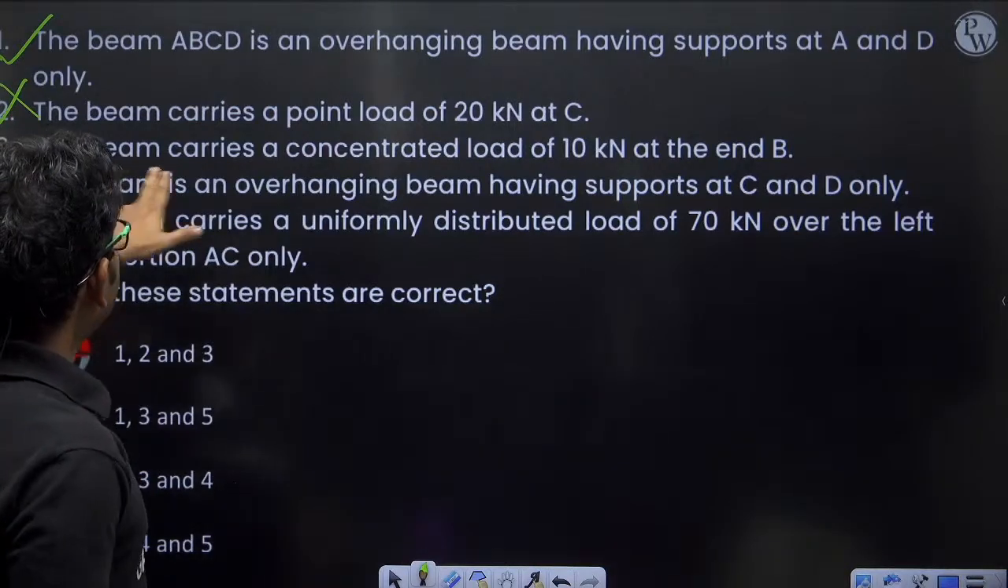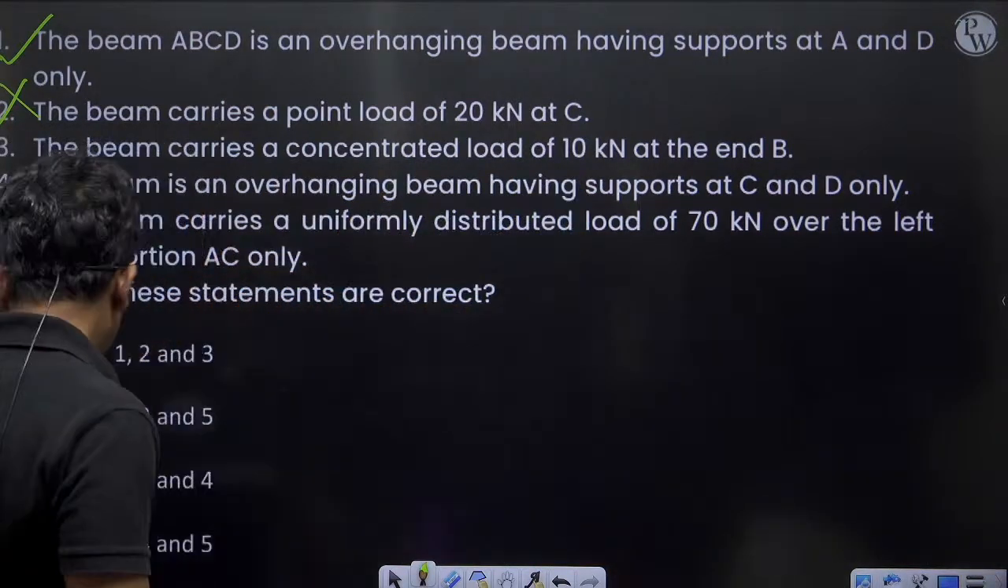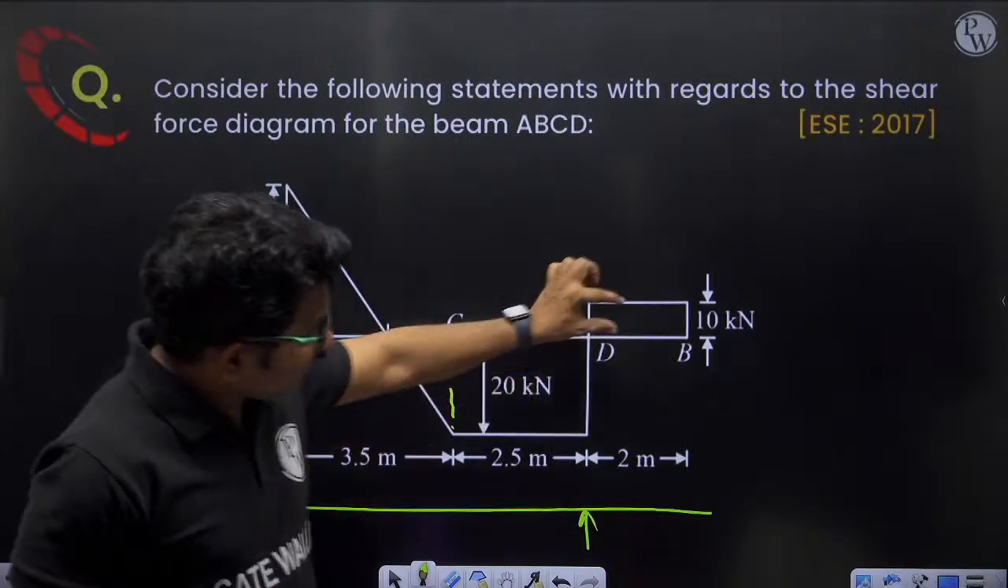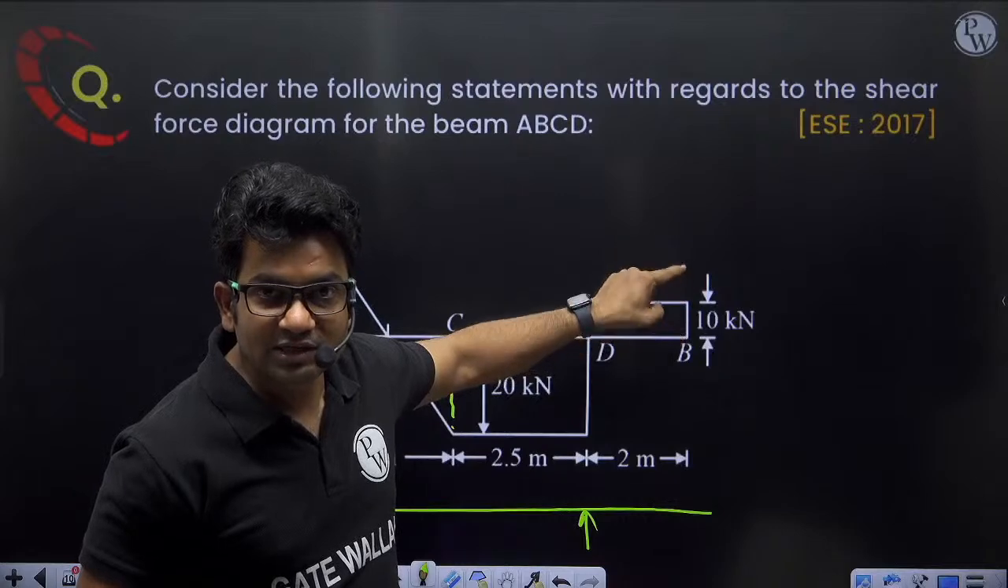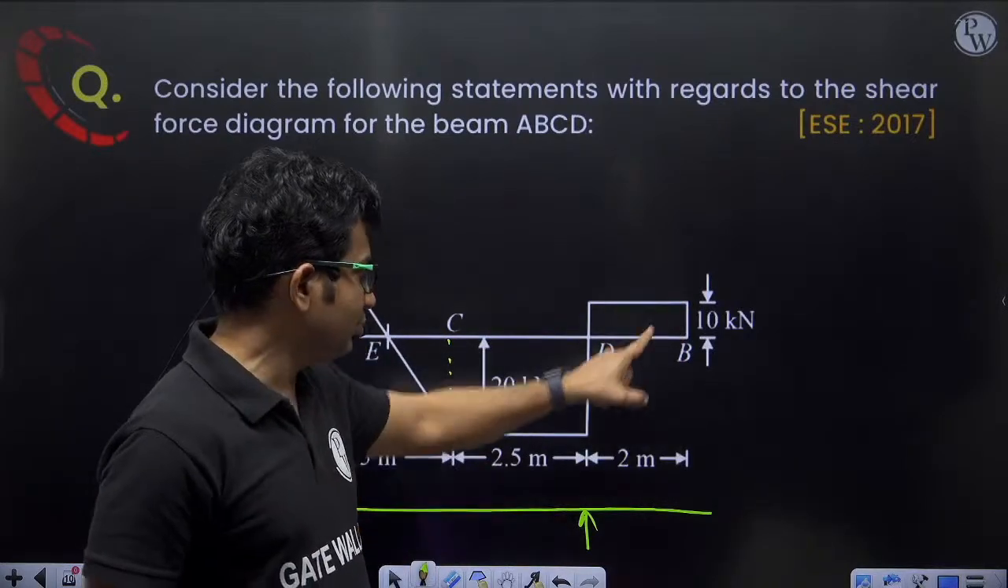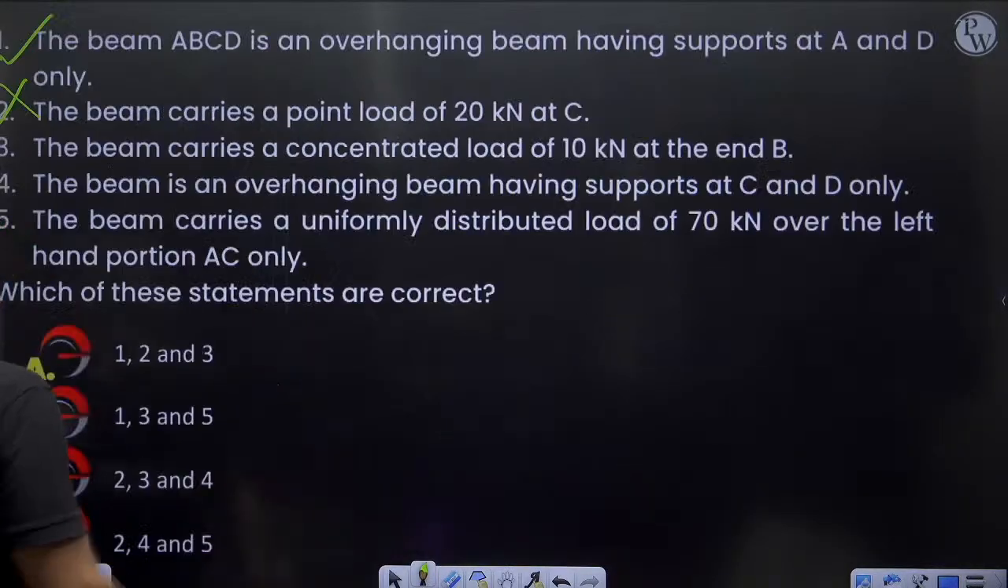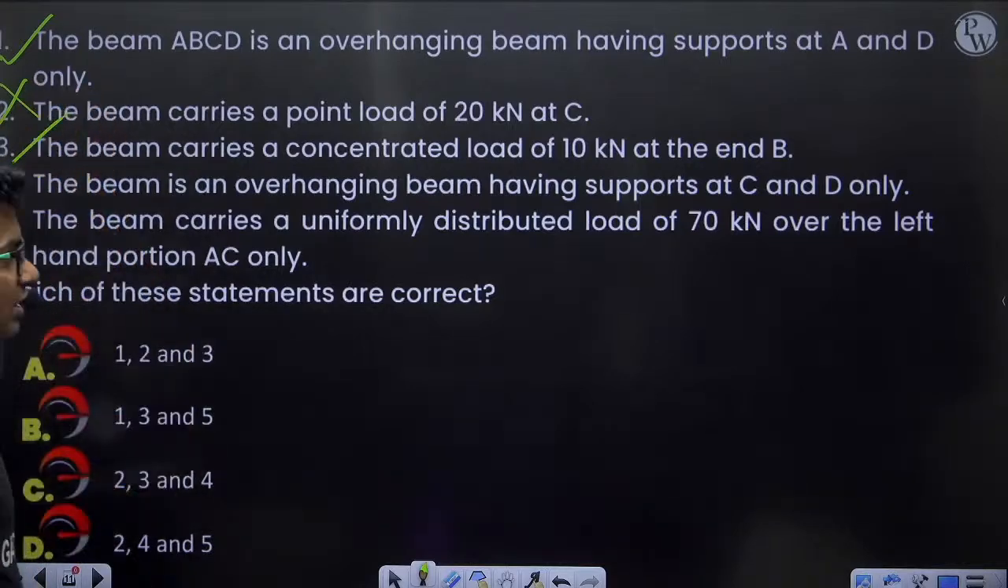Third, the beam carries a concentrated load of 10 kilonewton at B. At B, I can see there is a sudden change of 10 kilonewton. That means there is a point load at point B. So this is correct. Okay, the third statement is correct.